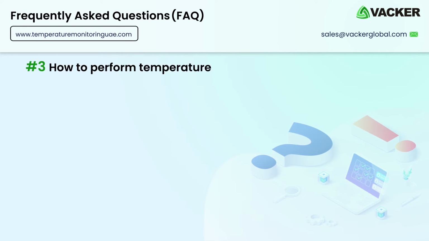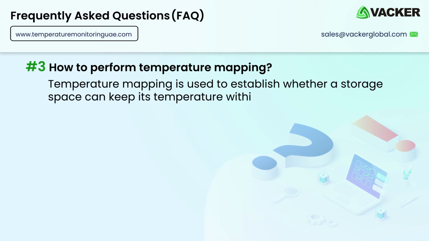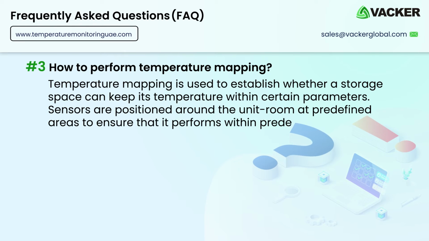How to perform temperature mapping? Temperature mapping is used to establish whether a storage space can keep its temperature within certain parameters. Sensors are positioned around the unit room at predefined areas to ensure that it performs within predefined set points.